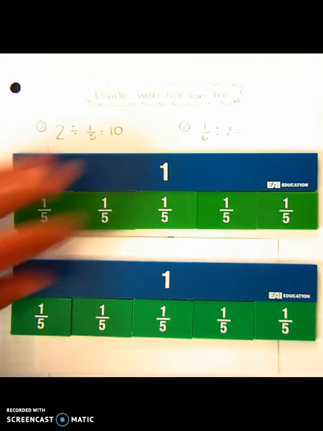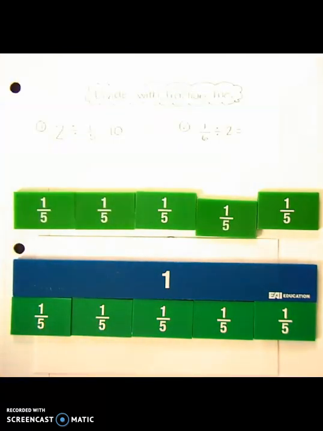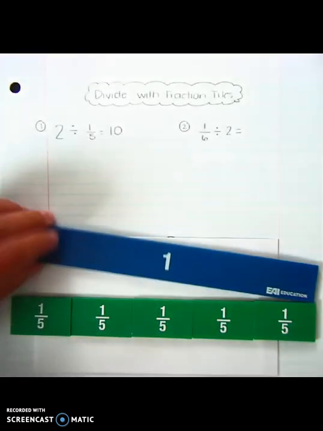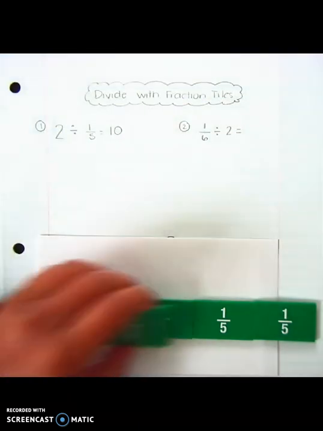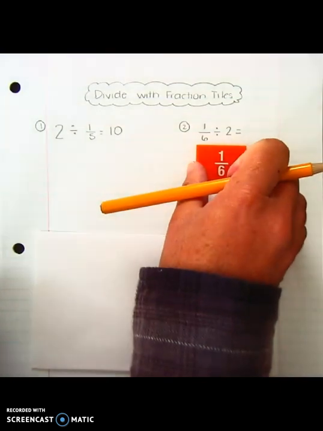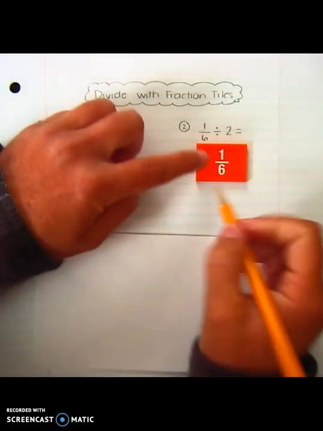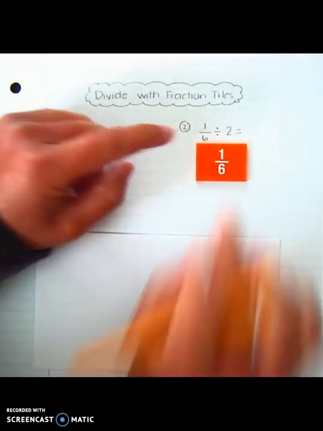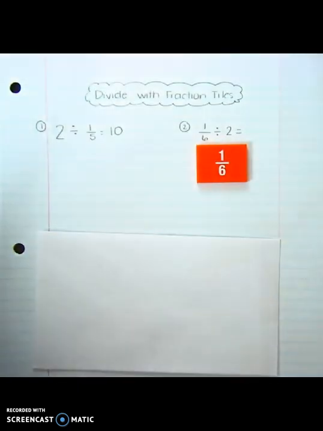Let's take a look at another example where we have a fraction dividend. So in this example, I have 1/6 divided by 2. So that means I need to start with a 1/6 fraction tile. I need to figure out if I were to line up two fraction tiles exactly underneath here, what size pieces would make sense? Which means I'm going to need to try pieces that are smaller than 1/6. You might see a relationship already, but if not, you can try playing around with the tiles.